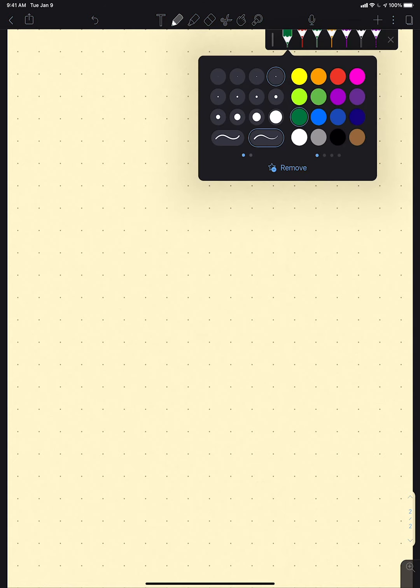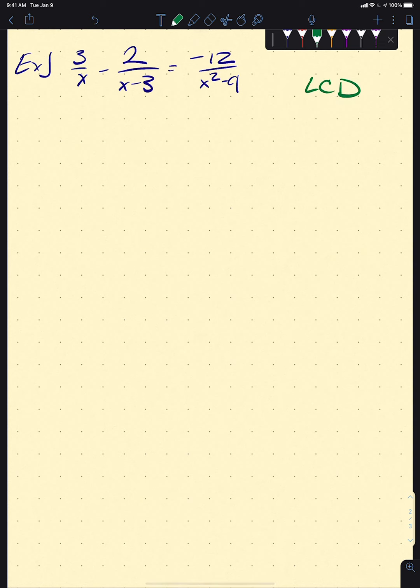Let me give you one more example of this. We're not always going to get just one solution when we convert it to a quadratic. So let's try something like, say, 3 over x minus 2 over x minus 3 equals negative 12 over x squared minus 9. So again, I want to see if I can find the least common denominator between these three expressions. This one's going to factor into an x minus 3 and an x plus 3.